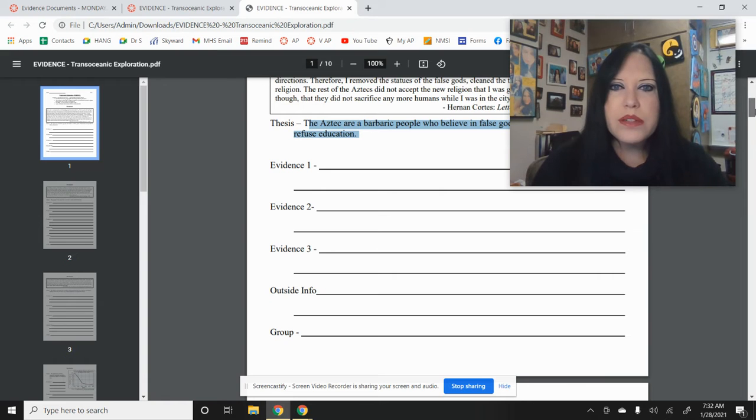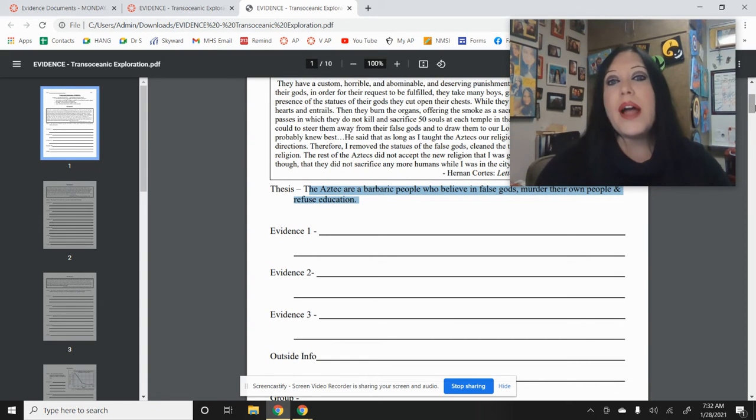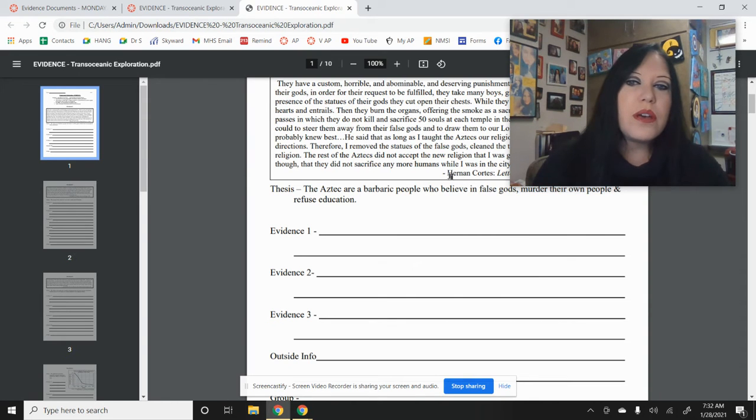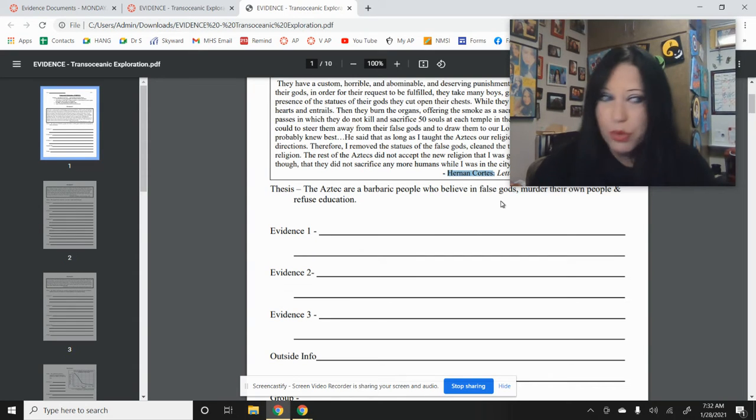We talked about that in class. Some of the kids were like, but this murdering their own people isn't true. No, it's not. We know that today. But remember, you have to look at the sources of the documents. This is from Cortez. So from Cortez's point of view, he didn't know that they were a different tribe of people. From his point of view, yeah, they're murdering their own people. So even if you don't agree with the thesis, it doesn't matter really.